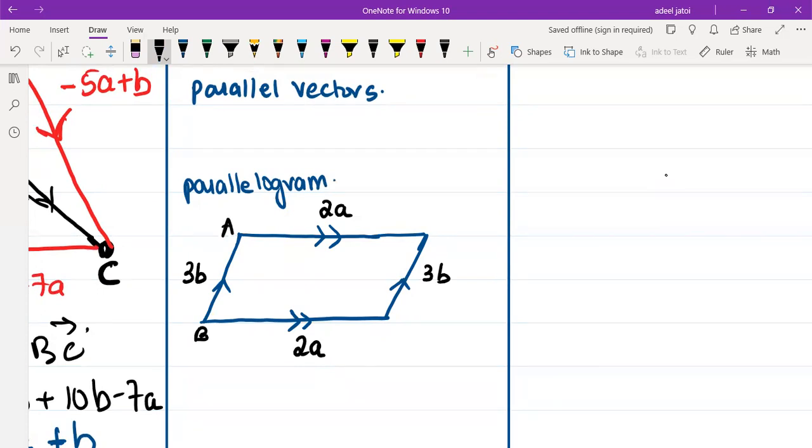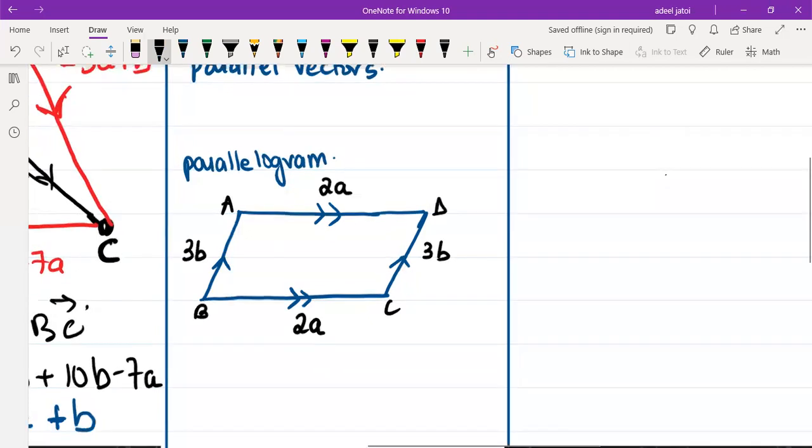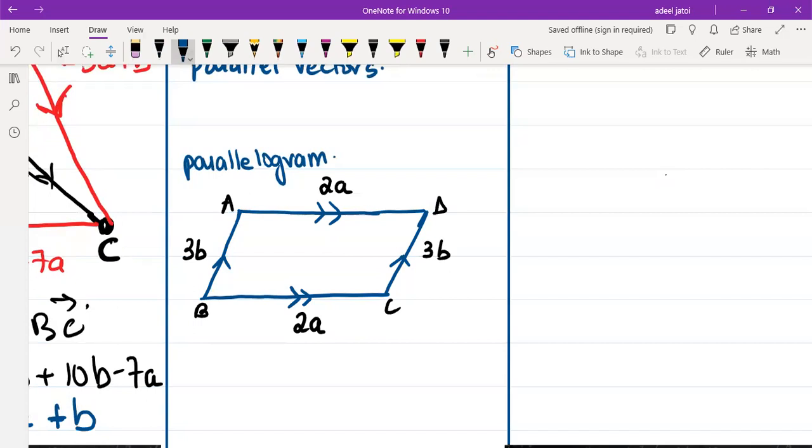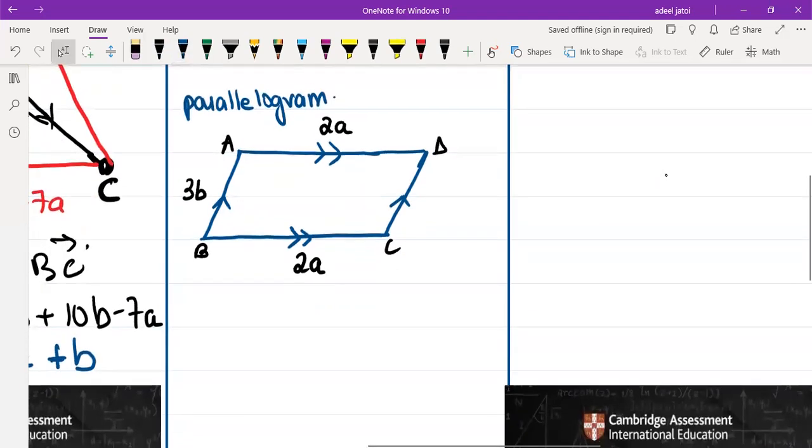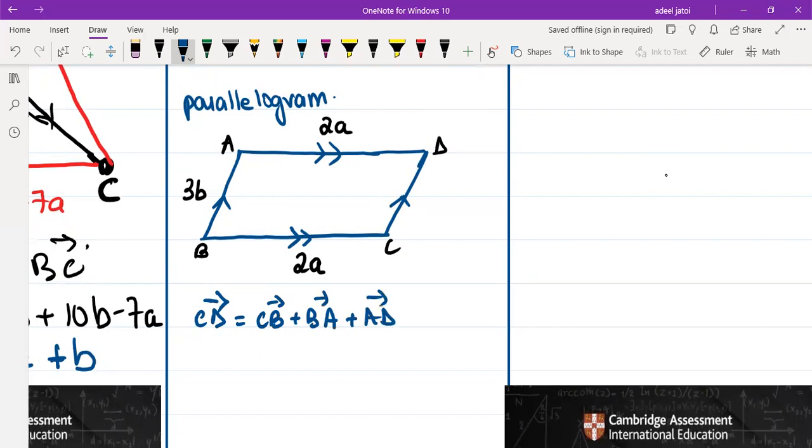This is A, B, C, and D. So let's just rule out this thing. Let's erase this 3b. Now I want to find out CD. To reach CD, what we can do is we can go to CB, we can go to BA, we can go to AD. The route that we're going to take is CB, BA, and AD.